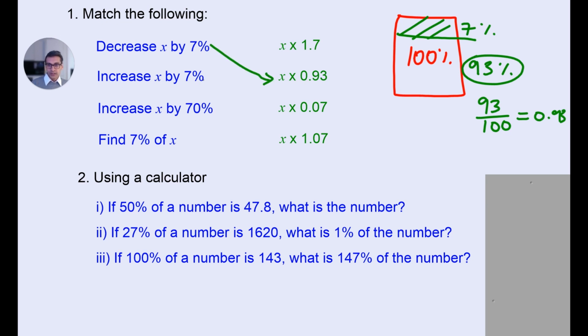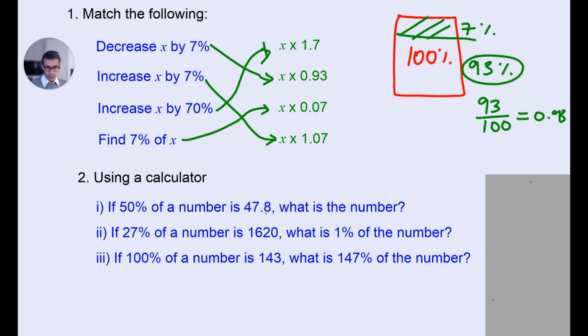An increase of 7% means you have 100% plus 7%, which is 107%, 1.07. An increase of 70% is 1.7. And then finally the last one, 7% of something is just times 0.07. So on a calculator, this is what you should have put in for question 2.